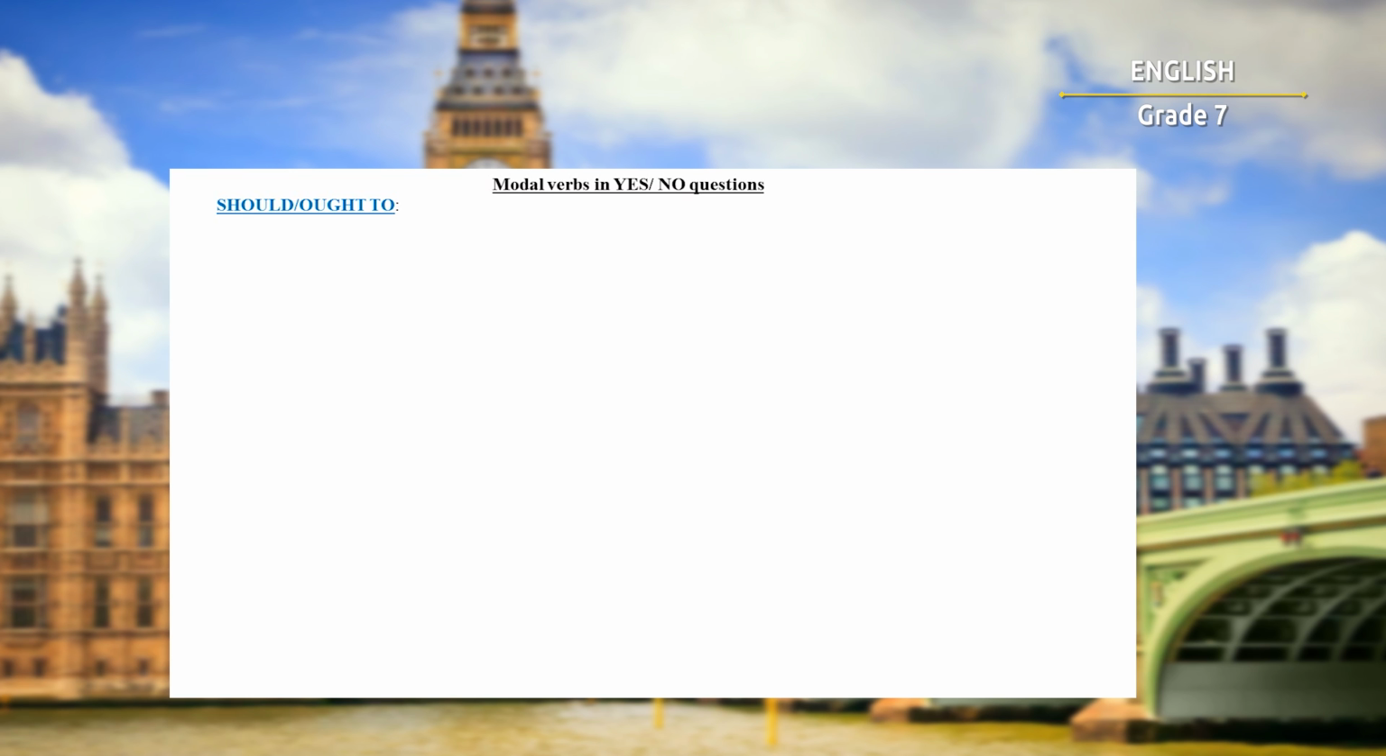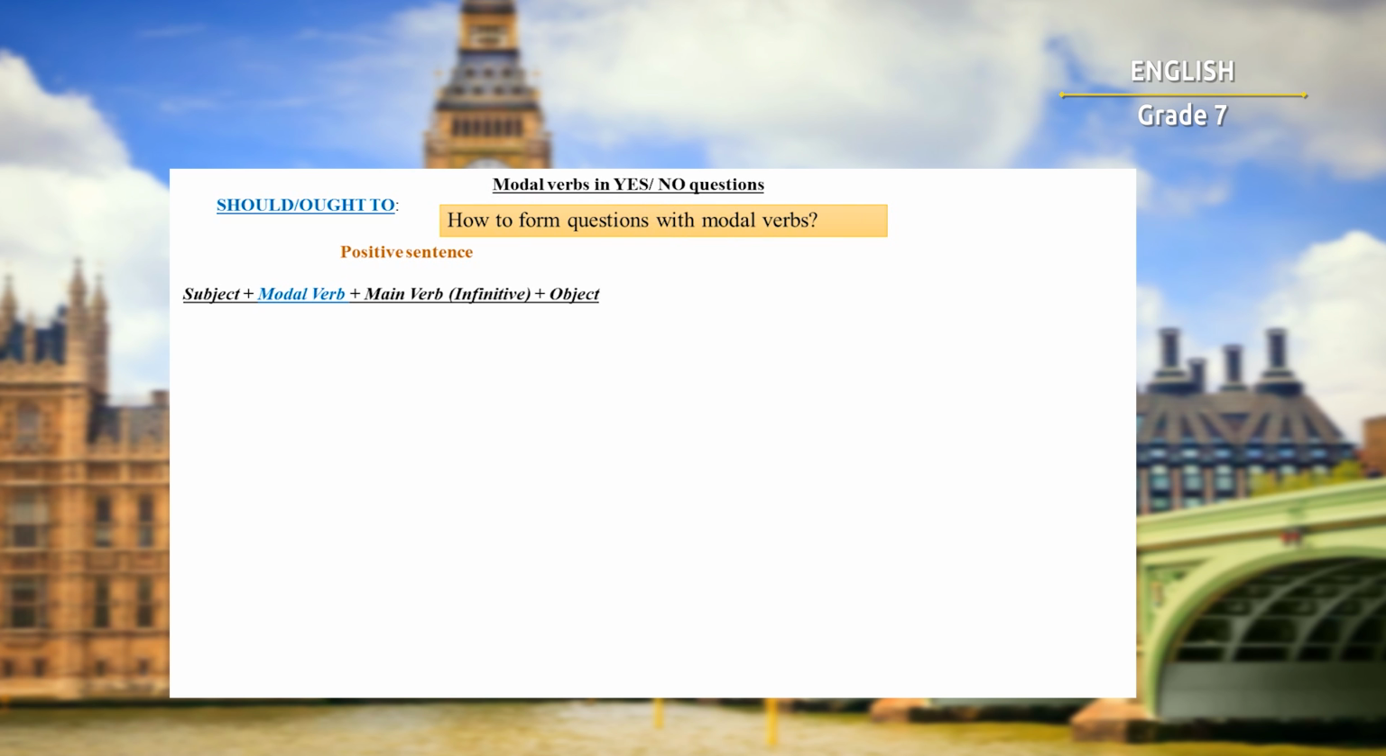Let's look at the cases when we use modal verbs in yes and no questions. How do we form questions with modal verbs? In building up positive sentences, we have subject plus modal verb plus main verb in infinitive and object. In the question sentences without question words, we have the following formula: modal verb plus subject plus main verb in infinitive and object.